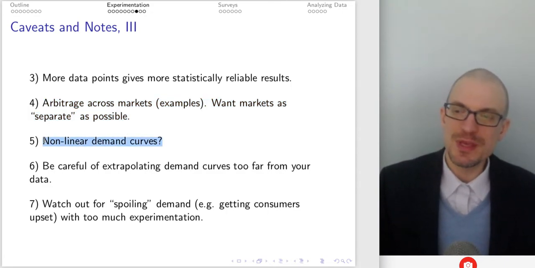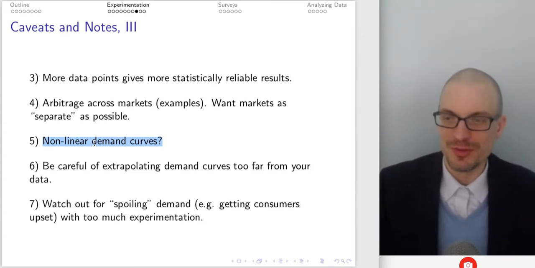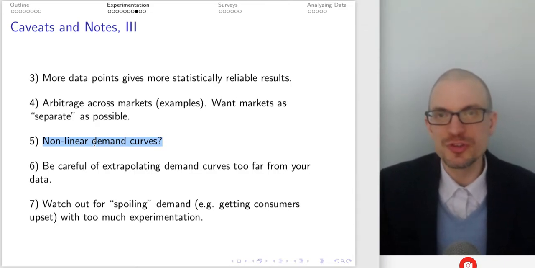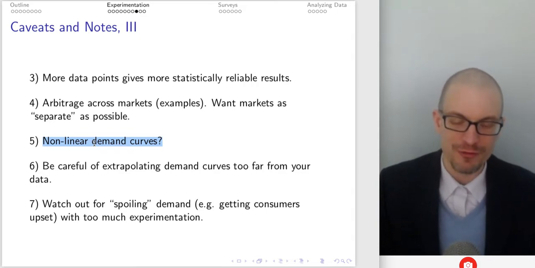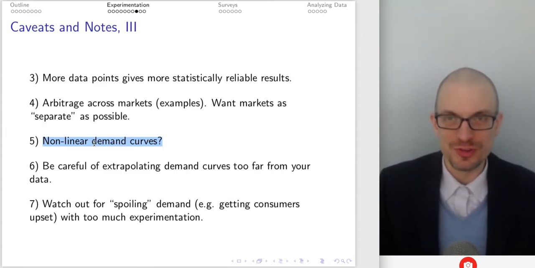Another issue might be if we have nonlinear demand curves, or if the relevant portion of the demand curve is nonlinear. Now, we typically model demand with this nice downward sloping demand curve. That's not really what demand looks like. It's close enough. It's not very often that the relevant portion of our demand isn't downward sloping and approximately linear. That's something you want to investigate.